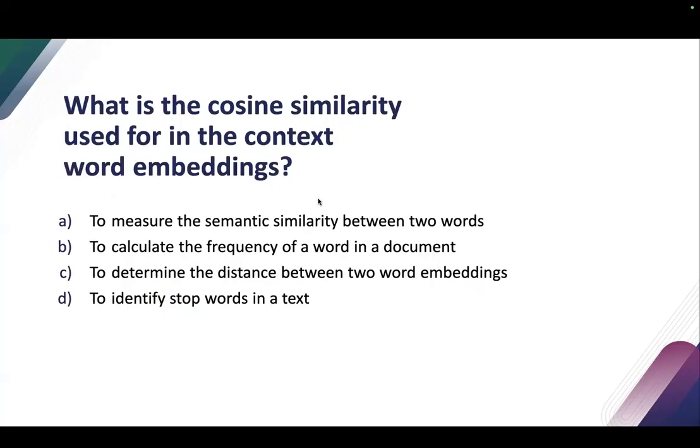What is cosine similarity used for in the context of word embeddings? So the answer is C, but honestly, if you answered A, I think that would also be a good answer because they mean a little bit the same thing. Cosine similarity measures how similar words are, and it's a measure of the distance between words in the whole context that they were embedded in.